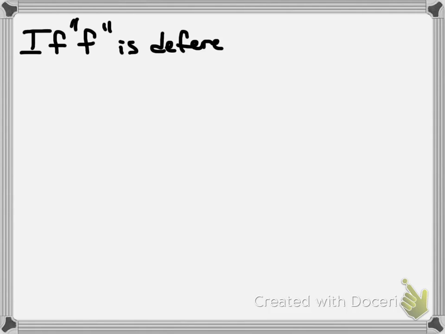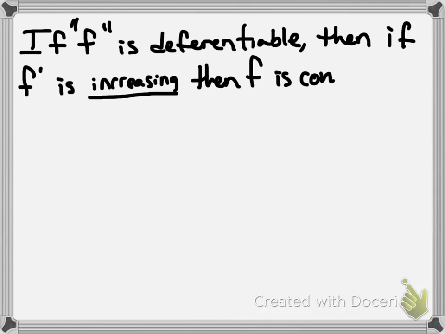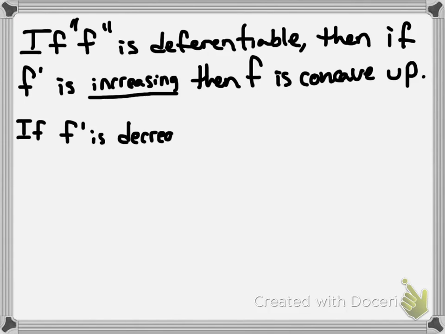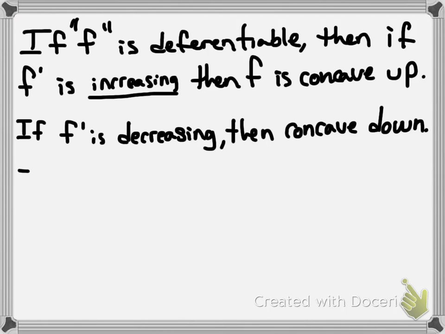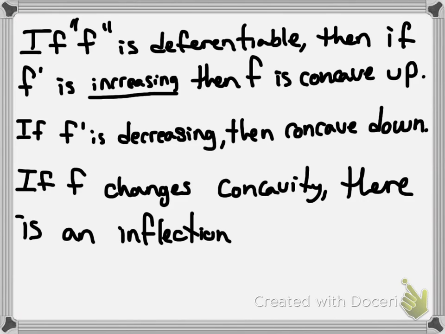So, if our function is differentiable, then if our first derivative is increasing, our function is concave up. If our first derivative is decreasing, then our function f is concave down. Furthermore, if f changes concavity, meaning if f prime changes from increasing to decreasing or from decreasing to increasing, then we have what's called an inflection point.